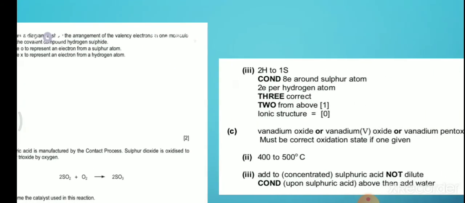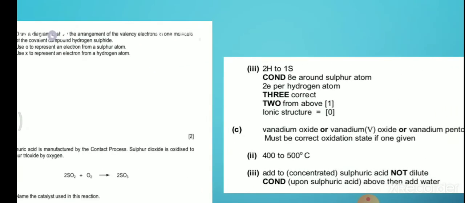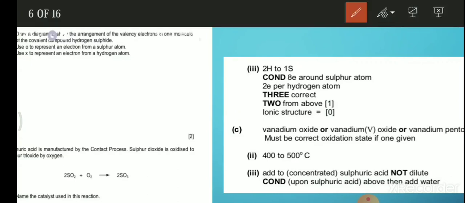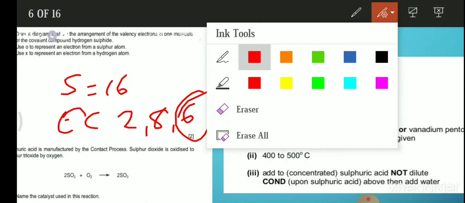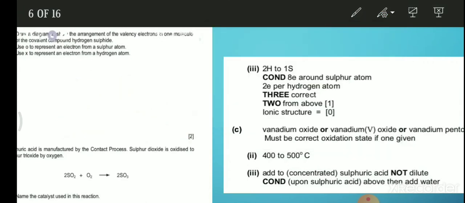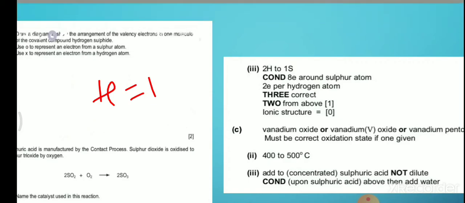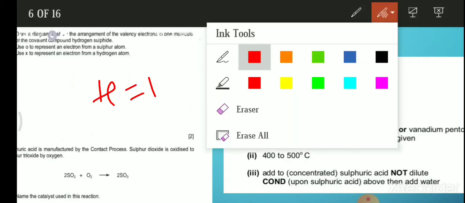You should also know that the sulfur atomic number is 16. That means its electronic configuration will be 2, 8, 6. That means it has 6 electrons in the outermost shell. Then hydrogen atomic number is 1. I hope you understood this part.